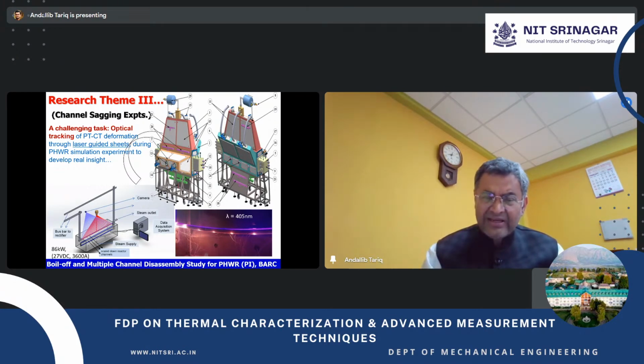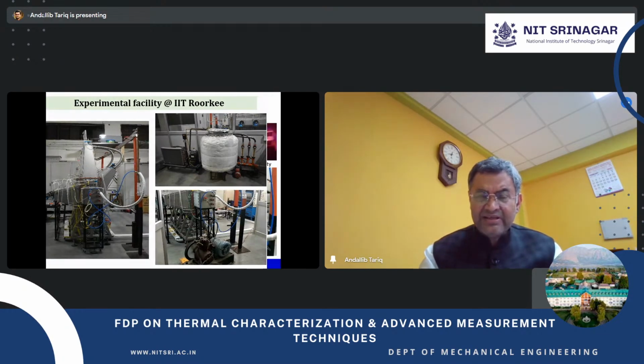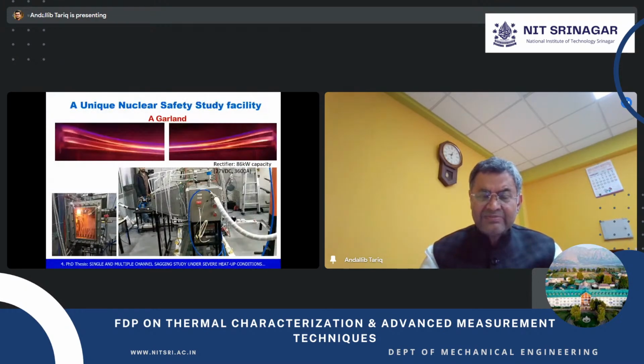And then when the material fails due to thermal loading, we took those images and converted them into this experimental test. You can see how complex it is. It was a 2.5 crore project basically. We completed this experimental facility and we did some sagging experiments. These are the actual fuel bundles.